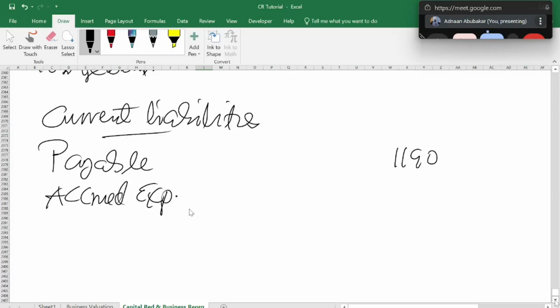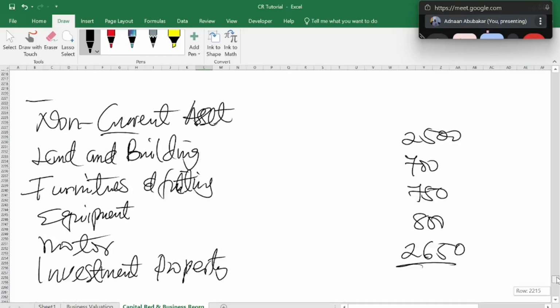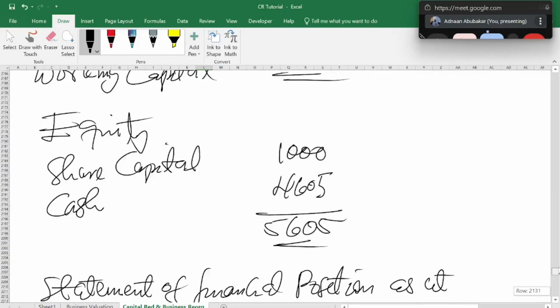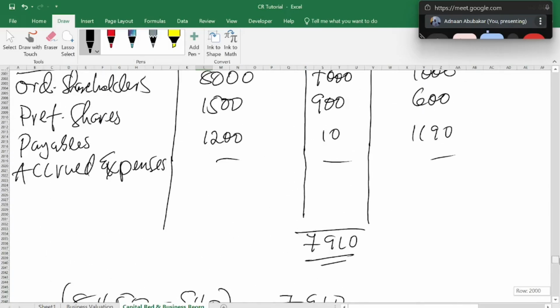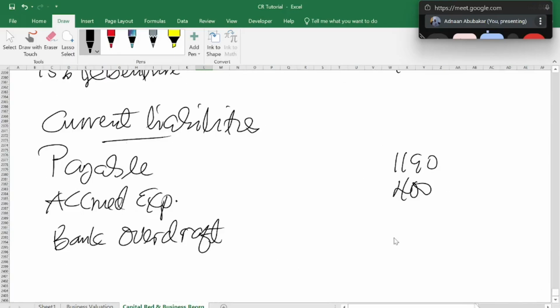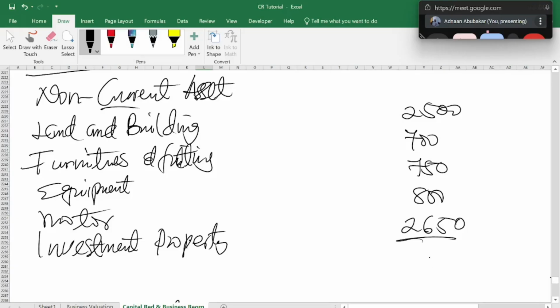Accrued expenses was also not affected. 400. Yes, it was not affected. 400. And what again? Then we have bank overdraft. Okay, how much? 500. Is it affected? No. It was also not affected. How much? 500, sir. That's all. So work on it and let's see if it will balance.